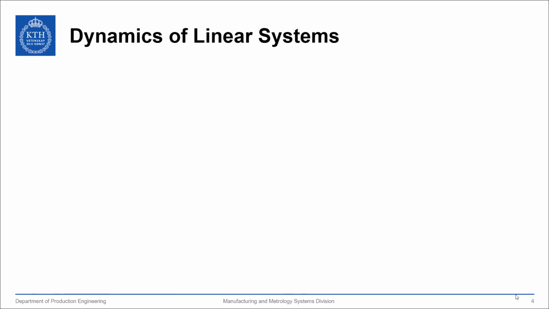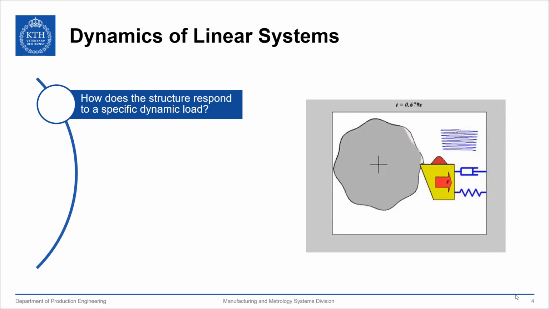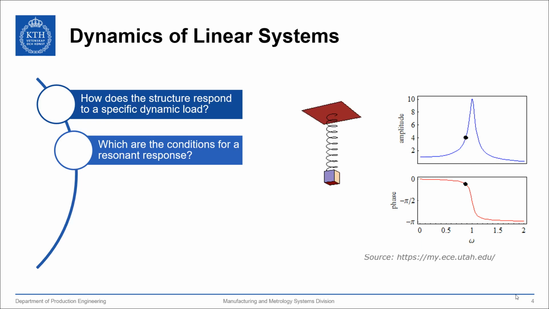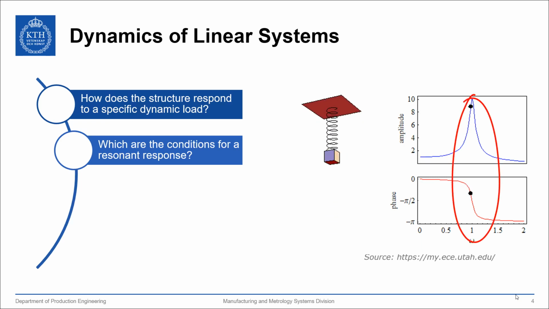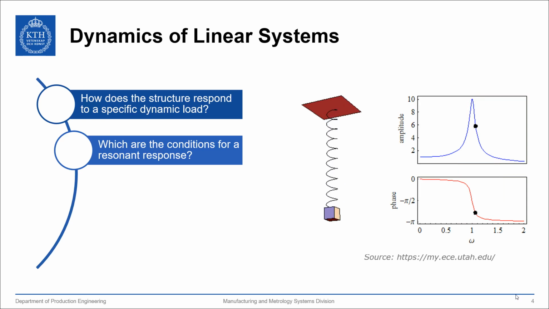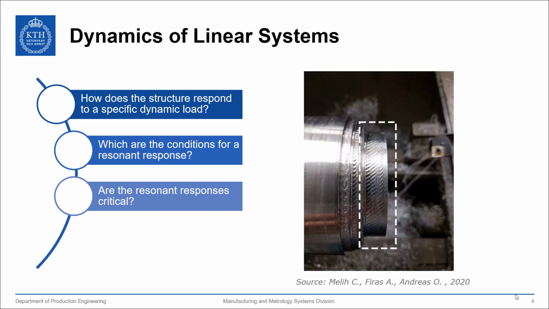What structural dynamics seeks to answer goes along the following lines. How does the structure respond to a specific dynamic load? For example, in machining processes, what are the vibration levels at a certain combination of cutting parameters? What are the conditions when the response is resonant? For example, given these cutting parameters, at what rotational speeds does the resonance occur? Are the resonant responses critical in some respect? For example, if the resonant responses are considerably high so that they originate defects on the workpiece.